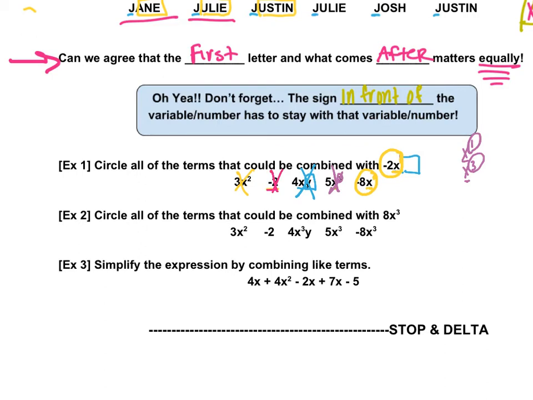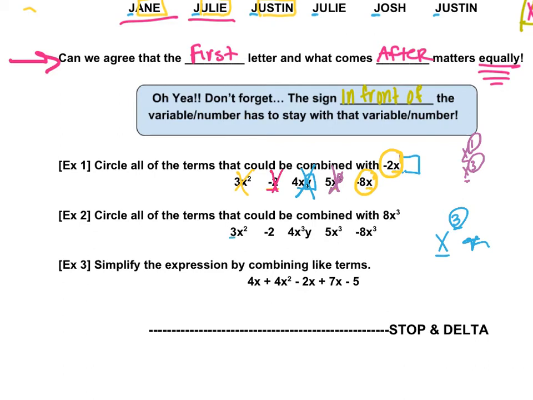So let's look at example 2. It says circle all the terms that could be combined with 8x cubed. So I'm looking for the name x cubed. It has to start with an x and end with a 3 and nothing else after it.